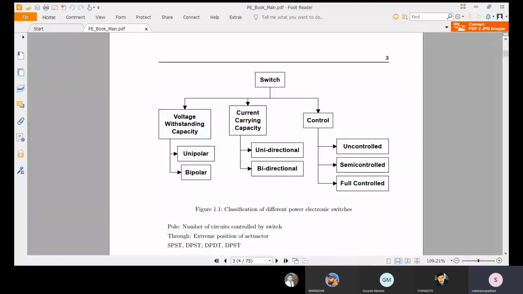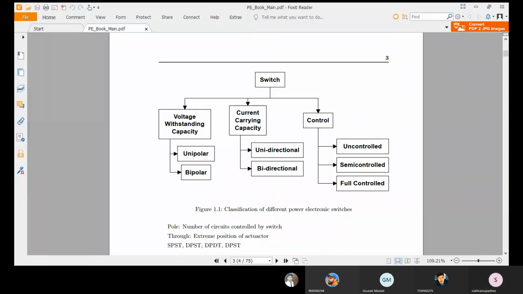Whenever we are talking about voltage, this is either positive voltage or negative voltage. So unipolar means only positive voltages. The switch can be applied only positive voltages. Whereas if you are talking bipolar, the switch can be applied both positive as well as negative voltage. Whenever you are talking about current, current flows in different directions. So you can say that the current is a unidirectional current or a bidirectional current, right?